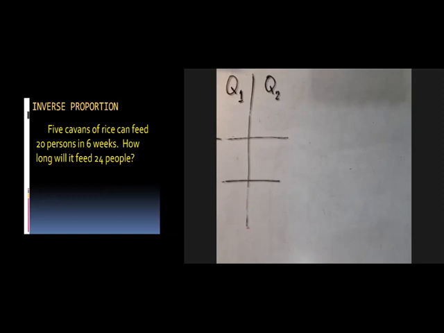Now, take note. We have here 3 quantities mentioned. We have 5 kavans of rice. Okay, 5. That's a number. Okay? 20 persons. It's another quantity. It's another number. And we have 6 weeks. Okay? Kung hindi naka-label yan ng inverse proportion problem, how would you know which quantities to consider?